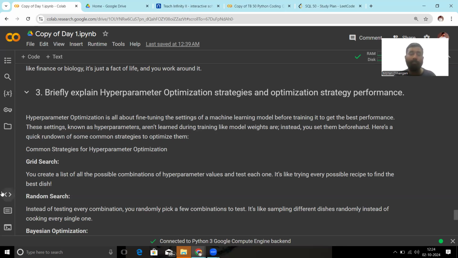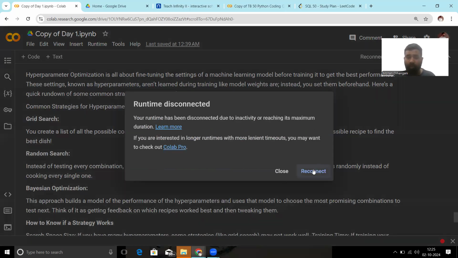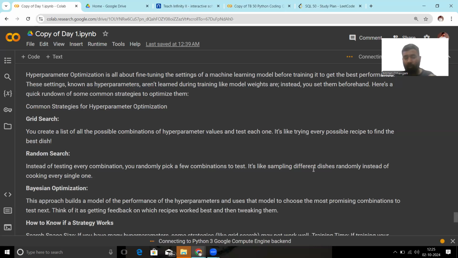Then we're talking about random search for hyperparameter optimization. Here, instead of testing every combination, you randomly pick a few combinations to test. It's like having different dishes and randomly cooking a few of them, rather than every single one. So in random search we don't test every combination; we pick a few of them.